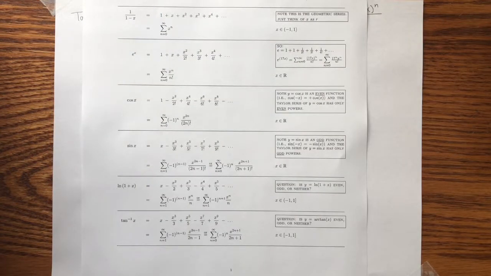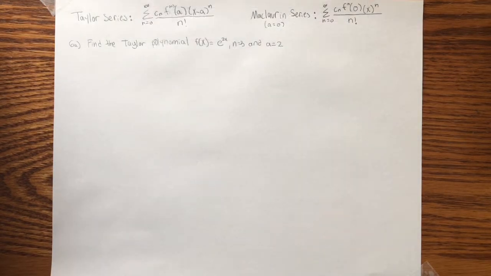Here are some Maclaurin series you should have memorized. We'll be using some of them in later problems. Now let's solve a problem, question 6a on the worksheet. Find the Taylor polynomial for e to the 2x, where n equals 3 and a equals 2.